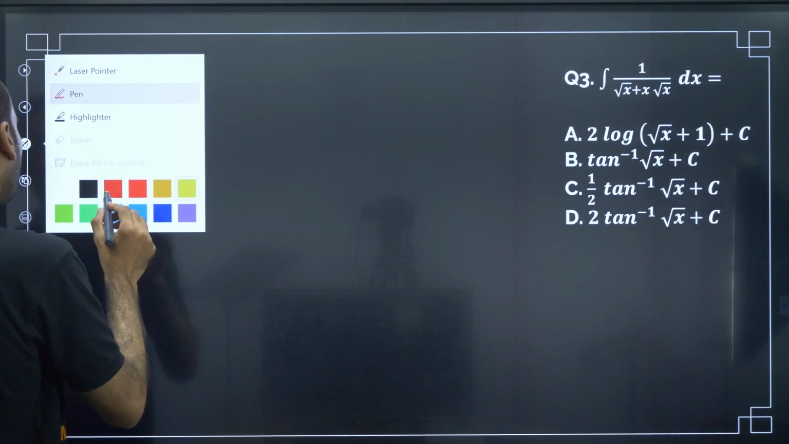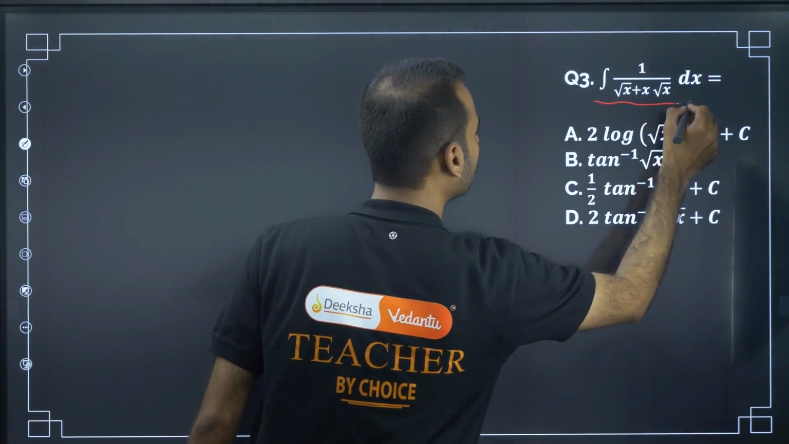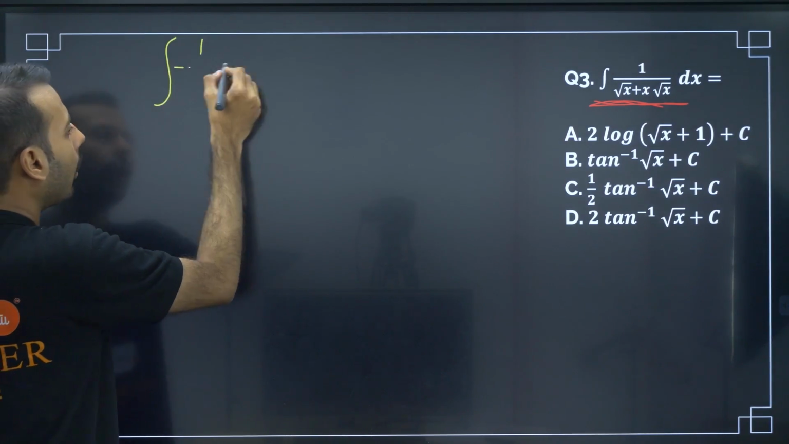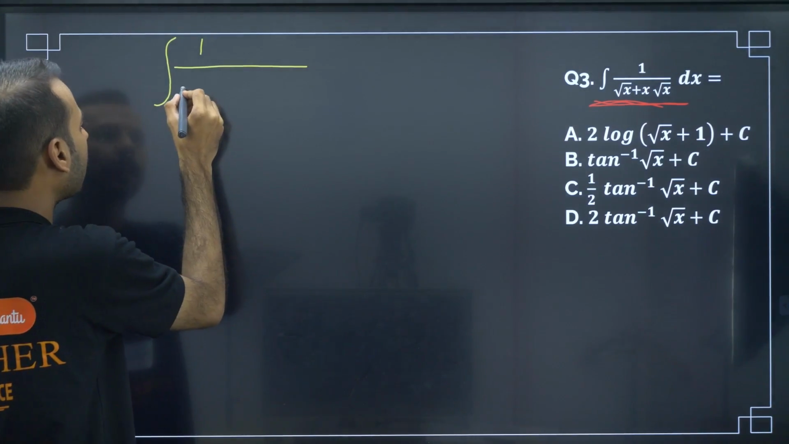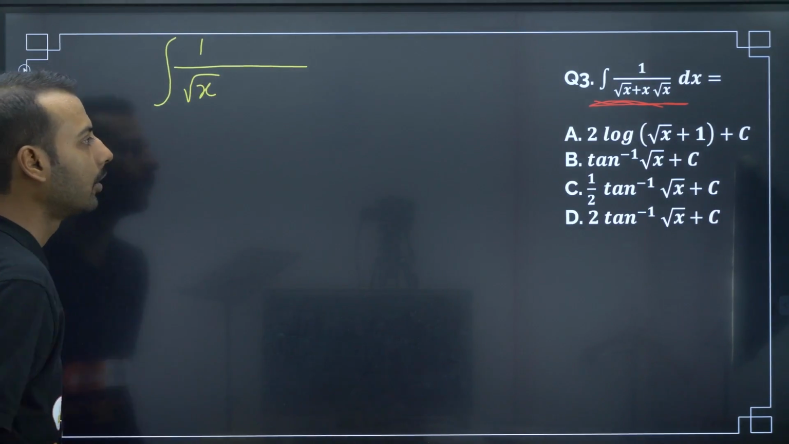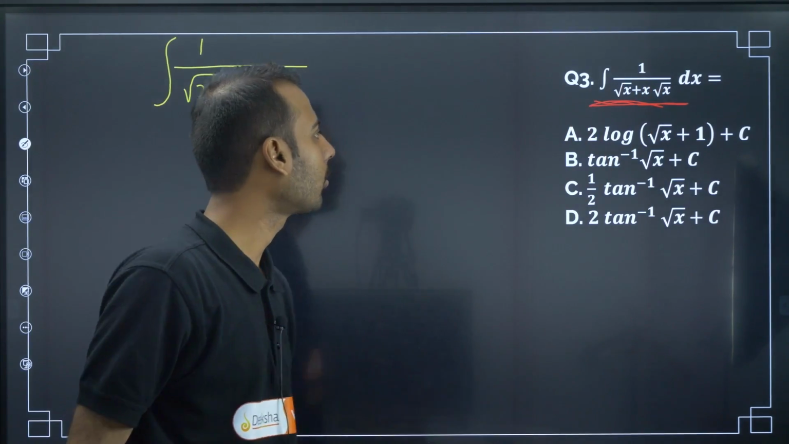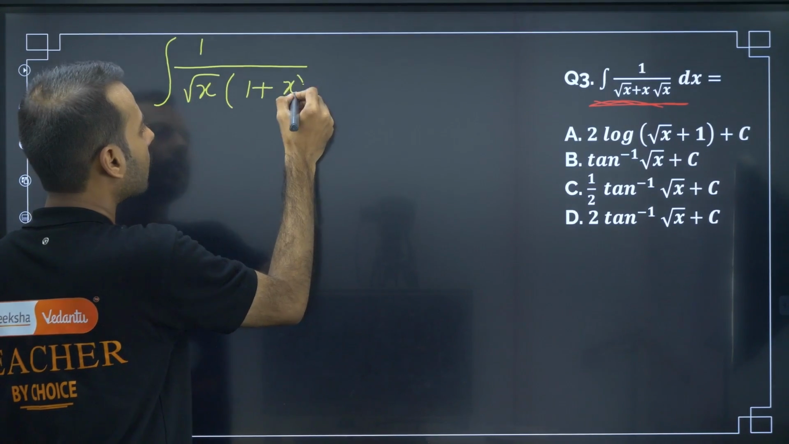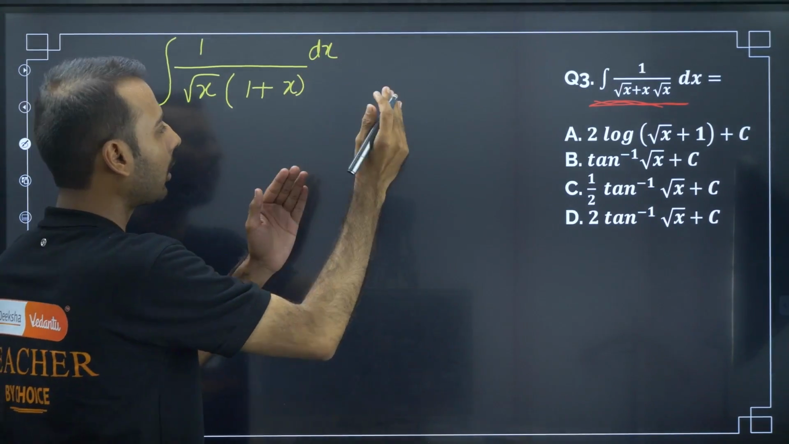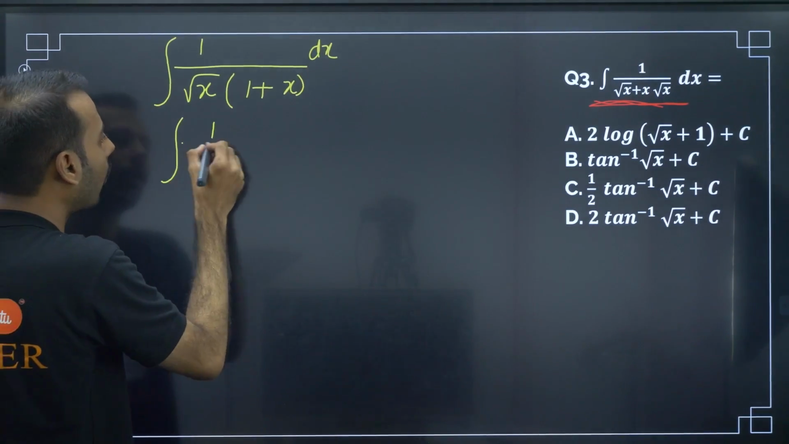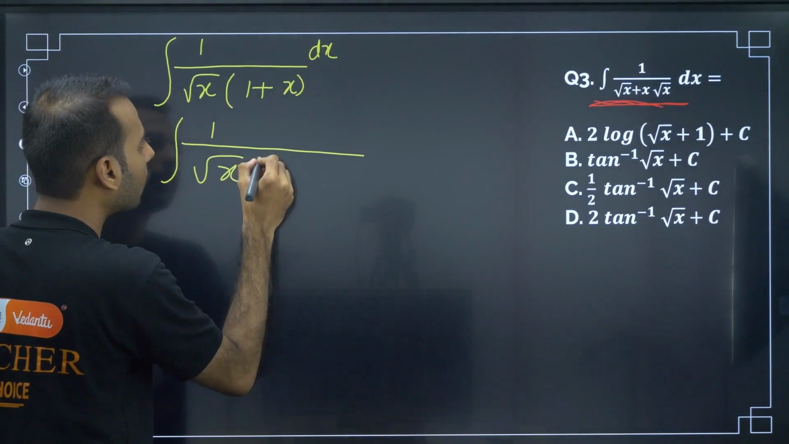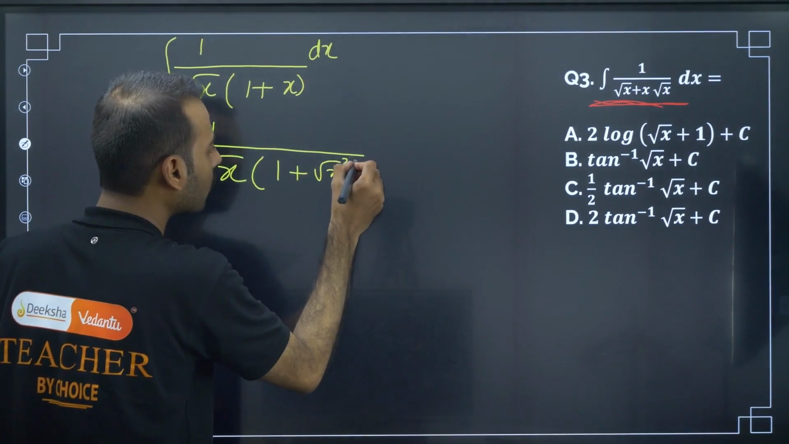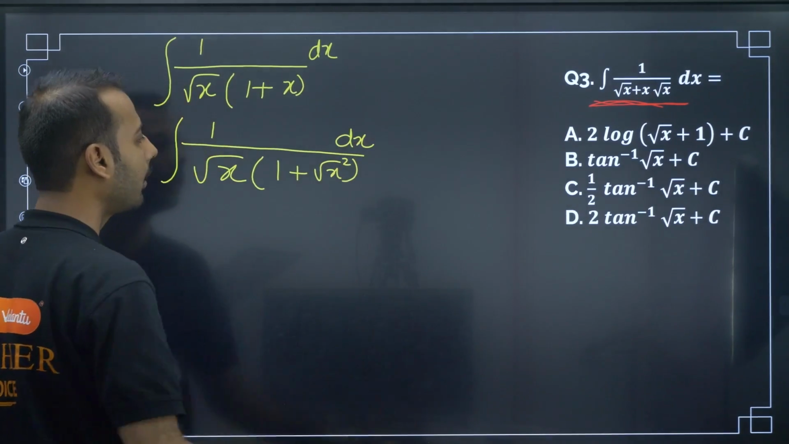Integration of, they are asking us to integrate this. Easy question only. How to integrate this? Let me write that question here. 1 by, in the denominator, if I take root x common in the denominator, see here there are 2 root x, I am taking root x common, so I am left with 1 plus x. Same question, I have just copied and pasted here. Next, integration of 1 by root x into 1 plus root x whole square dx.